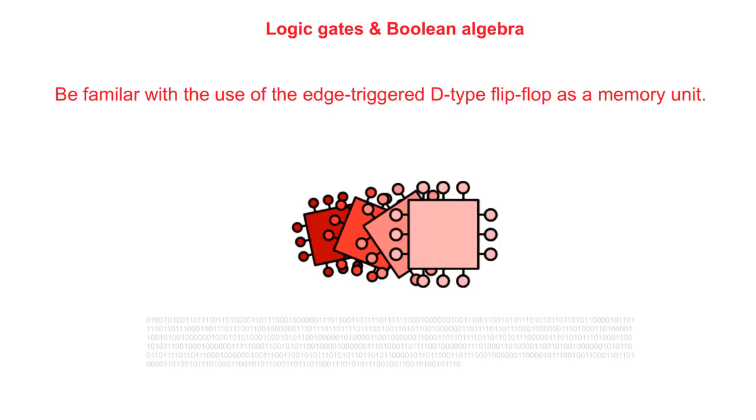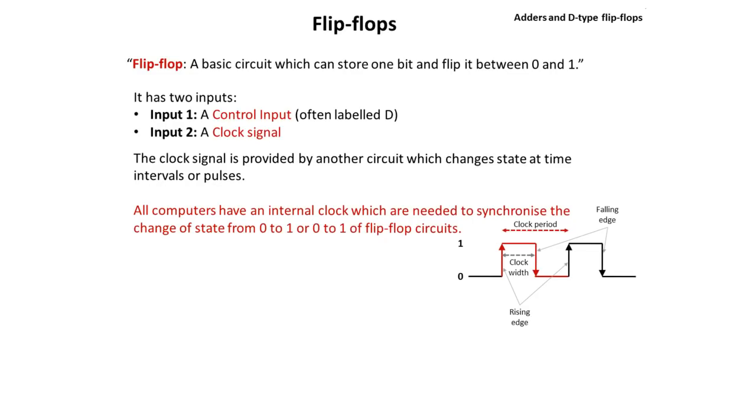In this video, we're going to take a look at the logic that is associated with D-type flip-flop circuits. A flip-flop is a very basic circuit which can store a single bit and flip it between 0 and 1 or vice versa. It has two inputs. The first is a control input, which you'll often see labelled as D. The second is a clock signal.